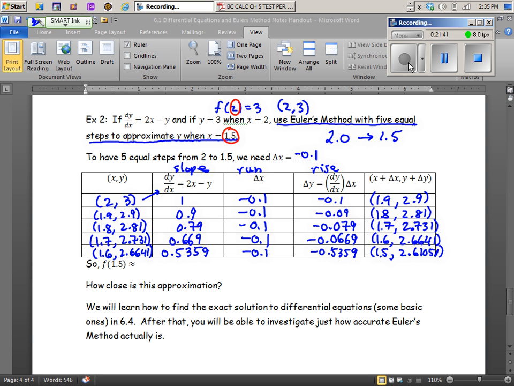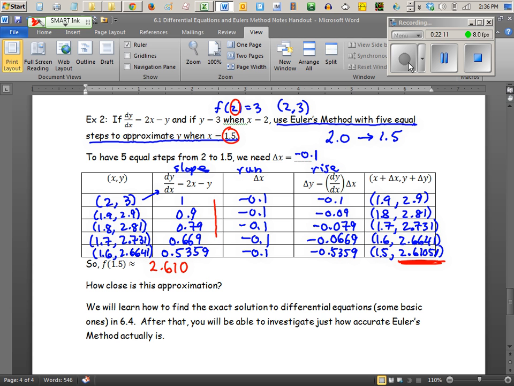But it looks to me like our answer right over here, I'm underlining it in red, is 2.61. Well, you can either truncate or round, either 2.610, or if you round it to the nearest thousandth, 2.611. So I'm going to go ahead and just truncate it, 2.610. The graders will take either truncation or rounding.